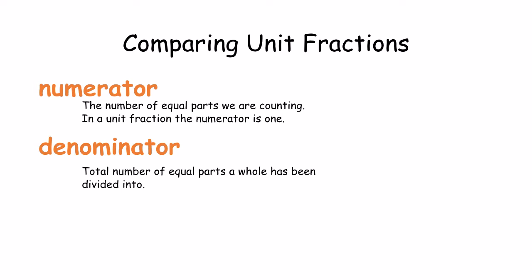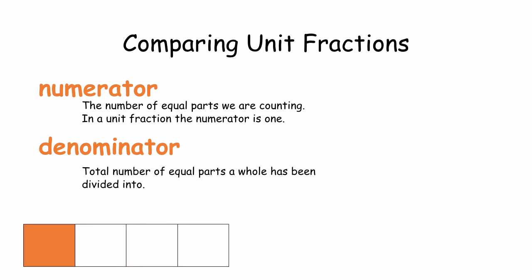Let's have a look at an example. Here I have a shape that has been divided into 4 equal parts. So my denominator will be 4. One of those parts is shaded. So that's the part I'm counting. So my numerator will be 1. 1 out of 4 parts. This is the fraction. Do you know how we would say this fraction?